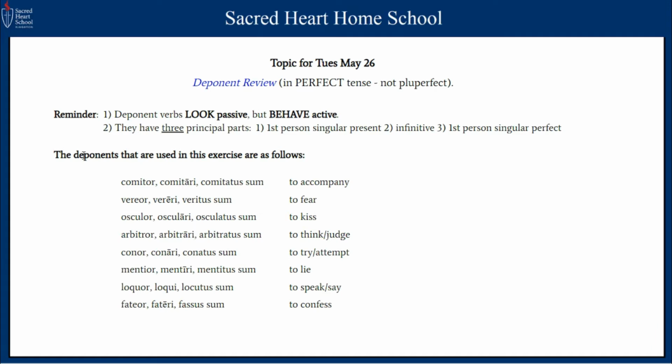And here are all the deponents that are used in this exercise. Comitor, comitari, comitatus sum, to accompany. Verior, vereri, veritus sum, to fear. Osculor, osculari, osculatus sum, to kiss. And so on going down: arbitror, conor, mentior, loquor, fateor, fateri, fassus sum, to confess. Hopefully you'll recognize these. I think we had them back in the chapter when Matus and Lydia were on the boat.